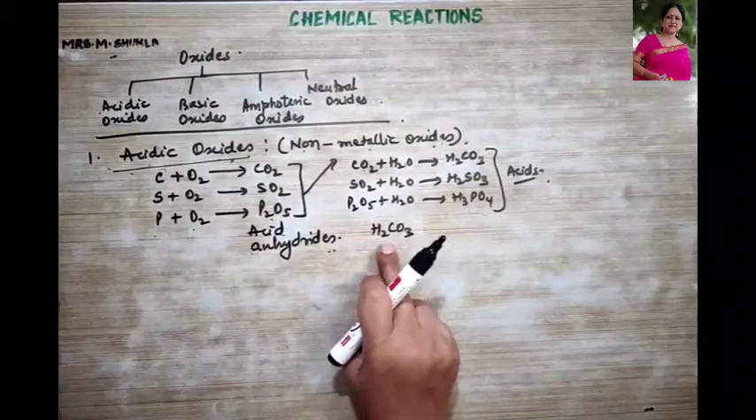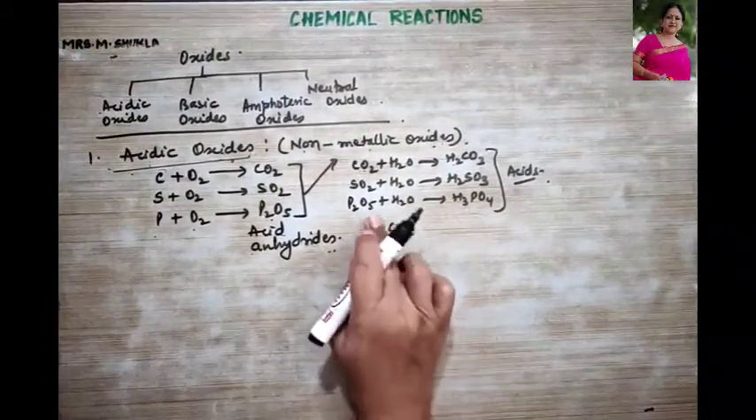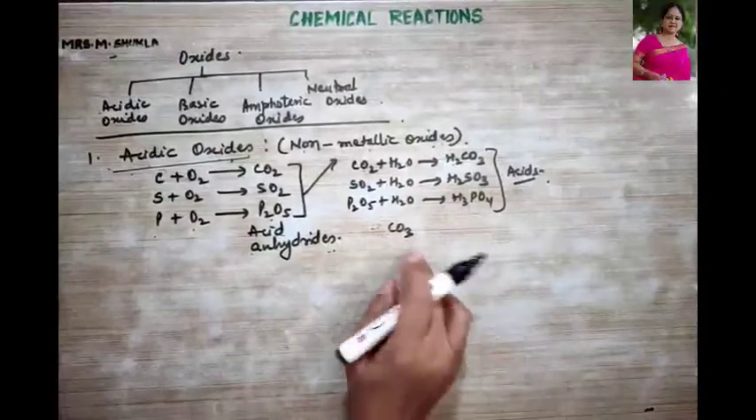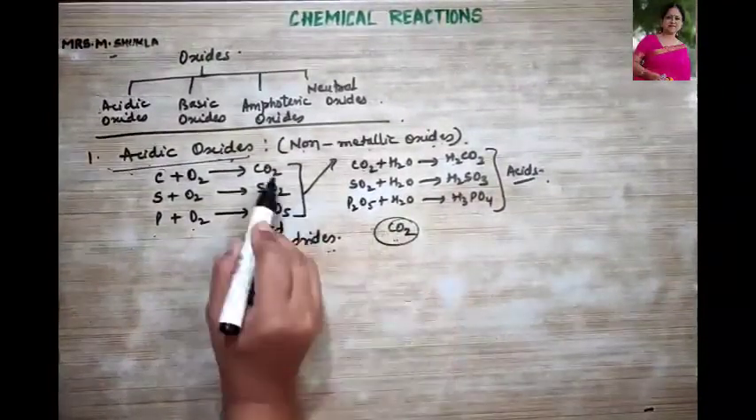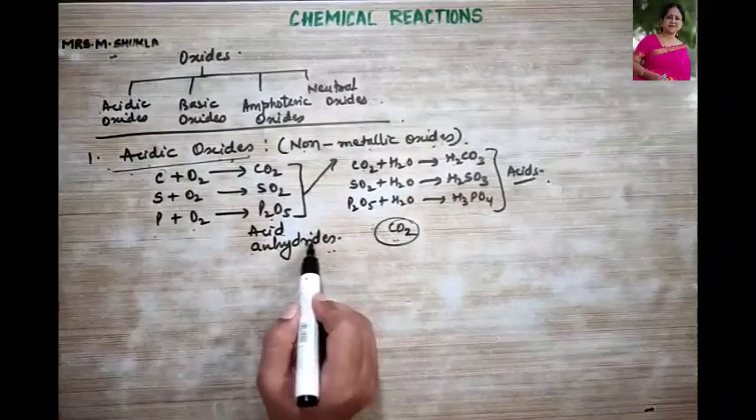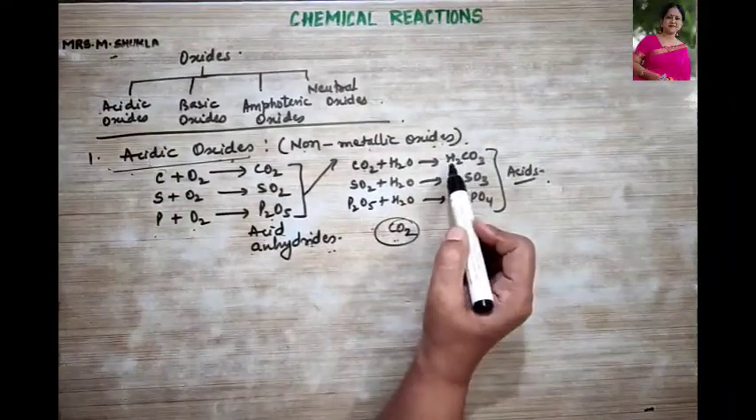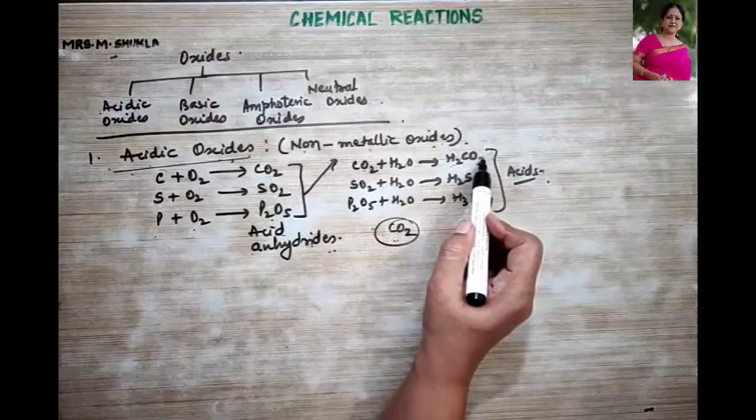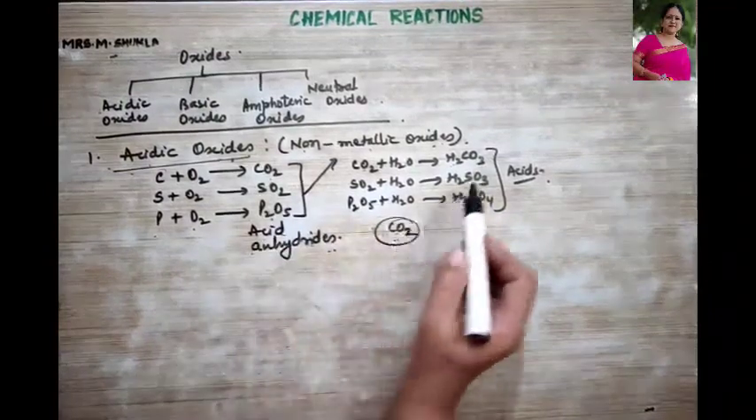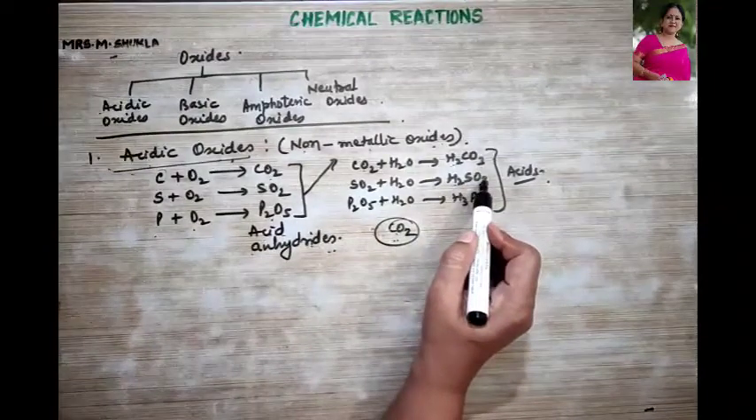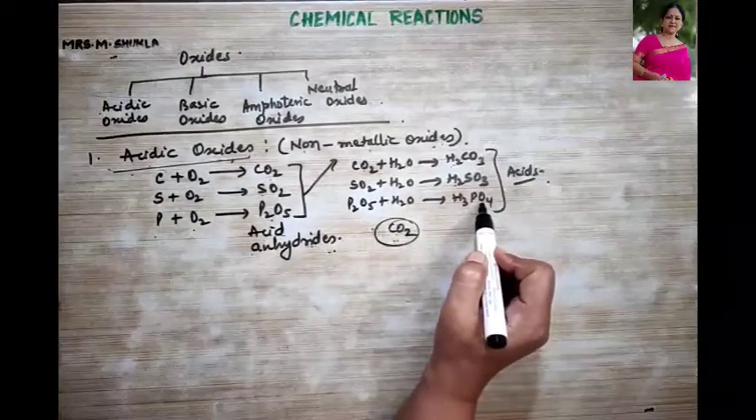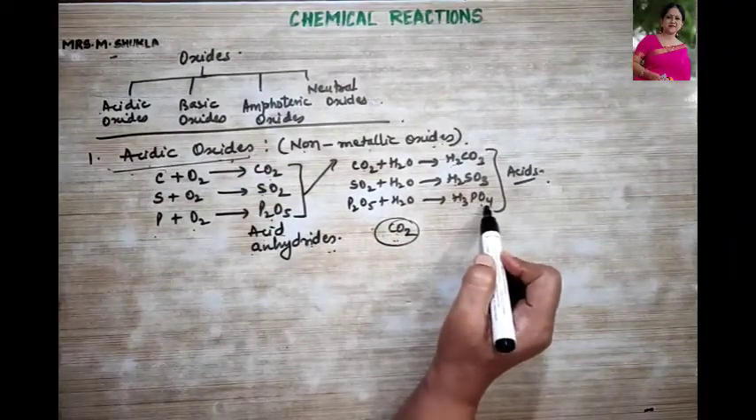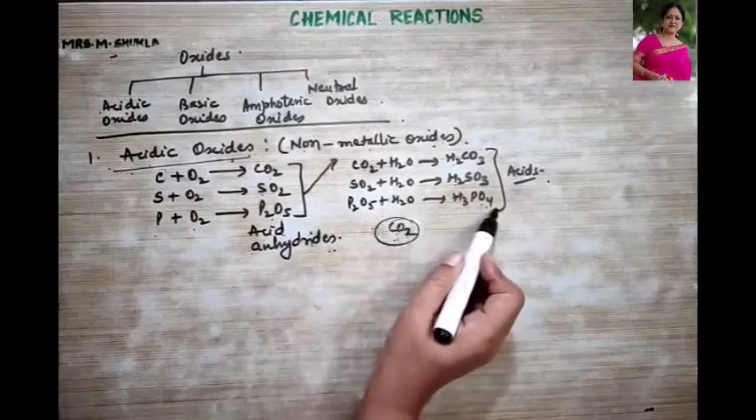So when you remove water, what am I going to do? I will remove H2 and one oxygen. So what is left? CO2. So this is called acid anhydride. So what is the acid anhydride of carbonic acid? CO2. What is the acid anhydride of sulfurous acid? SO2. What is the acid anhydride of phosphoric acid? P2O5.